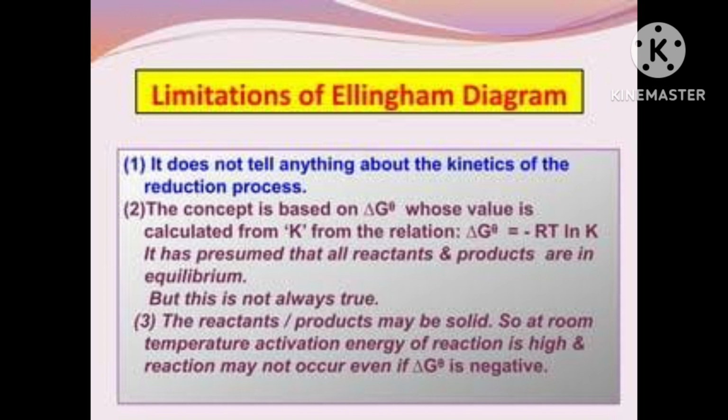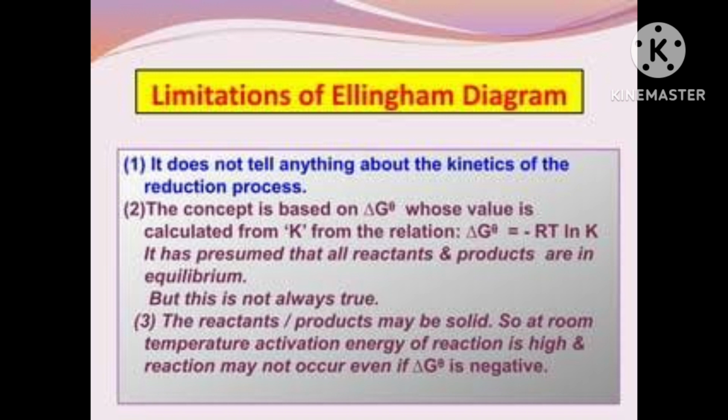The value of standard delta G, that is for the formation of oxide at different temperatures, is depicted, which makes the interpretation easy. In the Ellingham diagram, the values of delta G, because this is the delta G versus temperature diagram, for the formation of oxide at different temperatures are depicted.